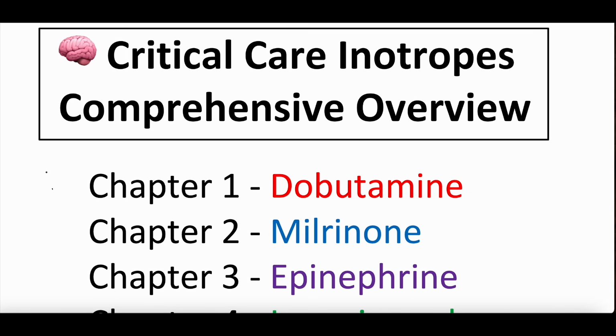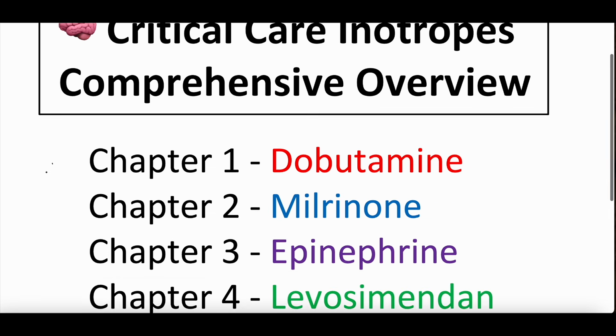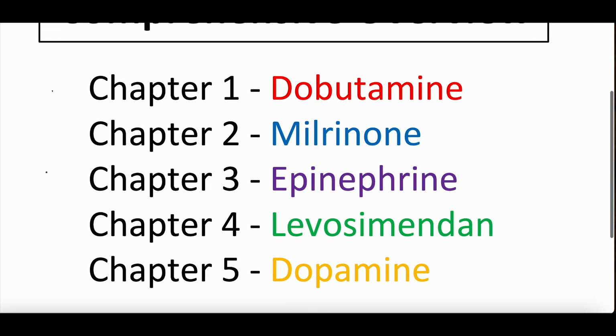It is going to be a long episode, so we're going to divide it by chapters, and you can skip around if you'd like. Chapter 1 is going to be Dobutamine, Chapter 2, Milrinone, Chapter 3, Epinephrine, Chapter 4, Levosimendan, and Chapter 5, Dopamine. This is a critical topic for anyone who works with these patients.